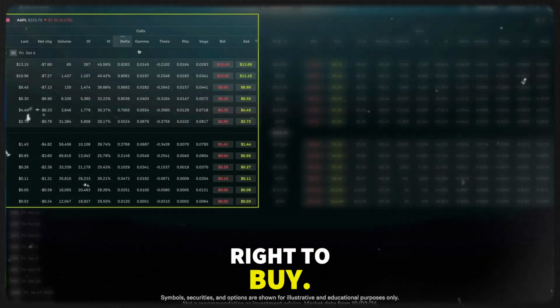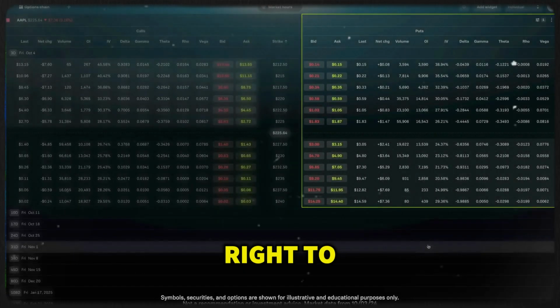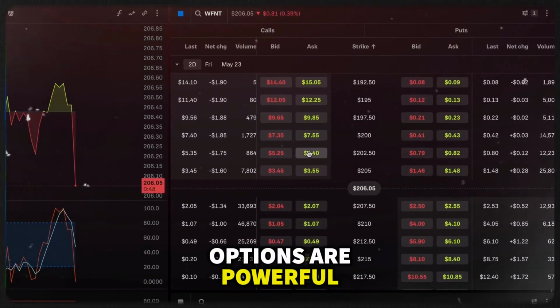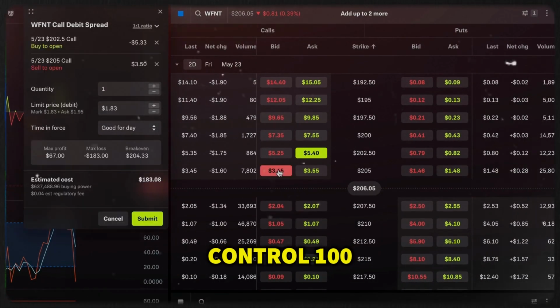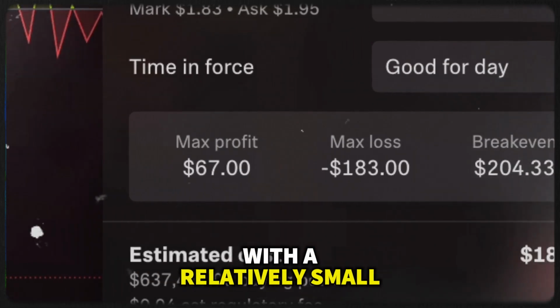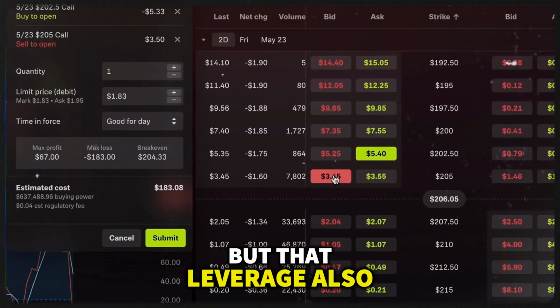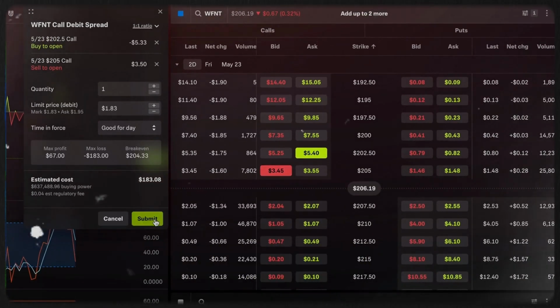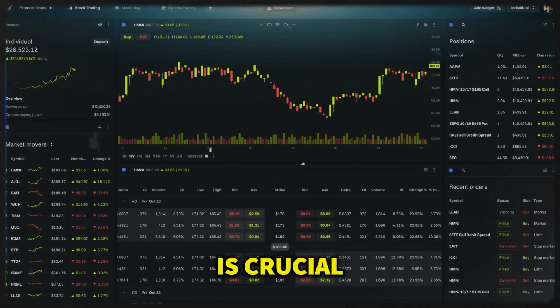Calls give you the right to buy. Puts give you the right to sell. Options are powerful because they let you control 100 shares of stock with a relatively small amount of money. But that leverage also means higher risk, so understanding the process is crucial.